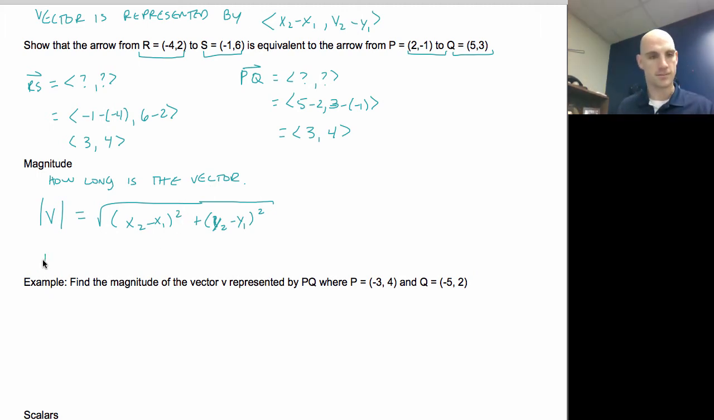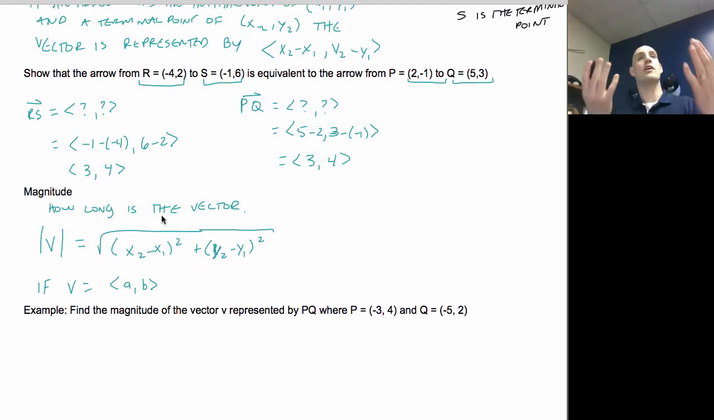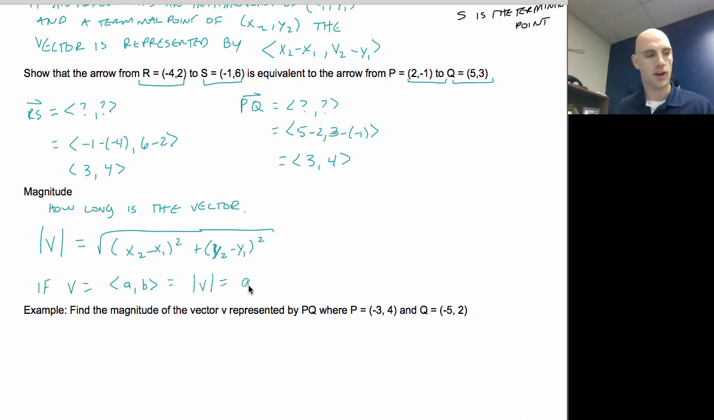Another way to do it is if V equals AB, notice we've already done the math. That's the x2 minus x1, y2 minus y1. So if we already know the component form, then the magnitude of V is equal to a squared plus b squared, and we take the square root. Okay, so having the component form allows us to do math more quickly. If we just have the initial point and the terminal point, then we have to do a little bit of work. Okay, but that's magnitude.